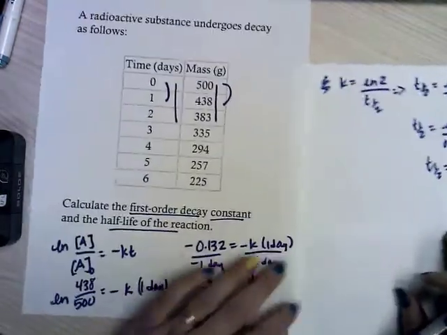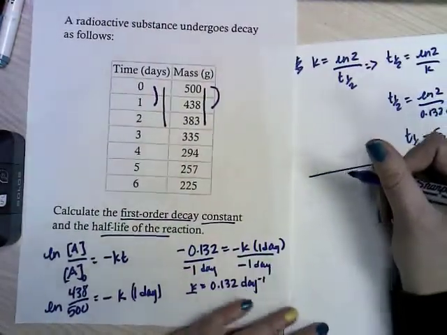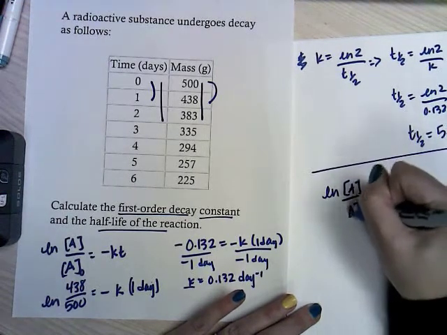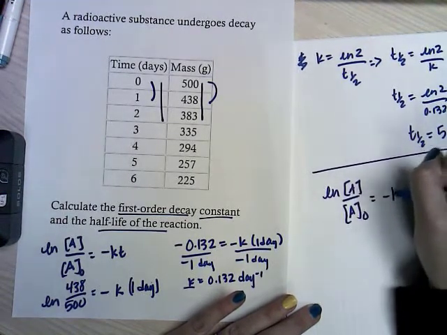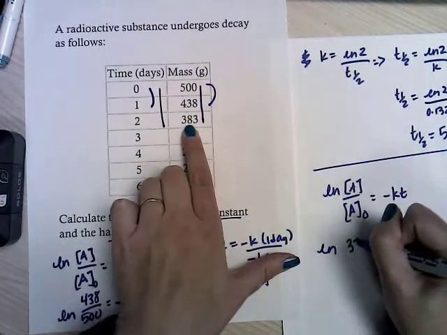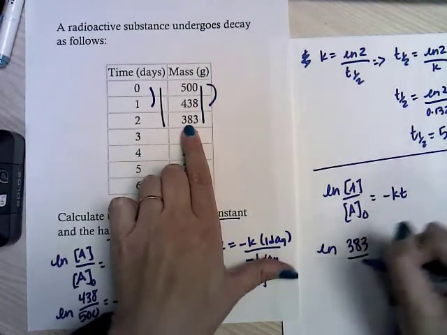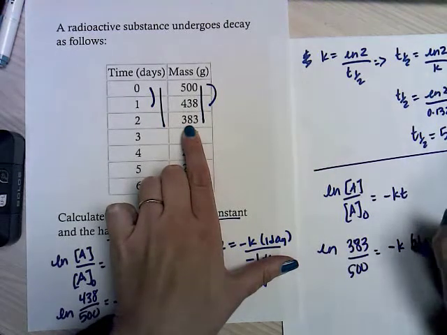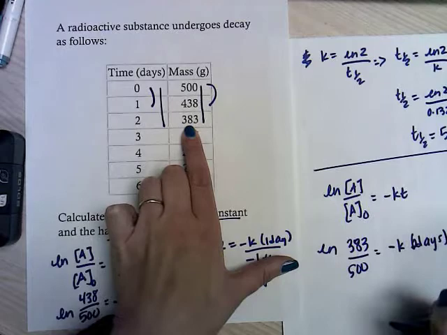Now I just want to show you, I could have picked any amount, so I'm going to pick the 0 time and the day 2 time, and just see what happens if I pick some different ones. Now I do need to start from the initial, but besides that, I should be able to pick any of these, so 383 and 500, and put in 2 days now instead for my time.